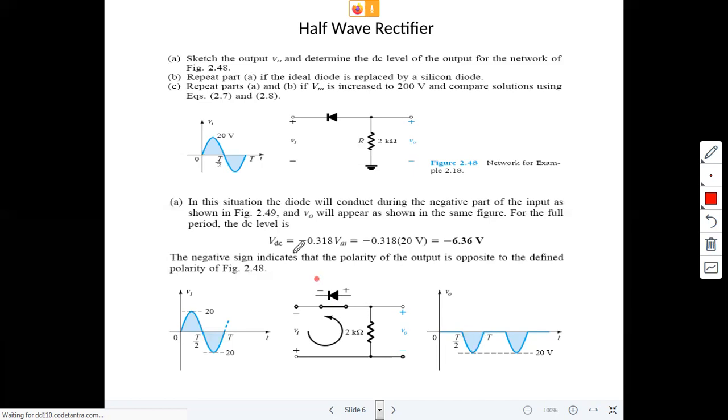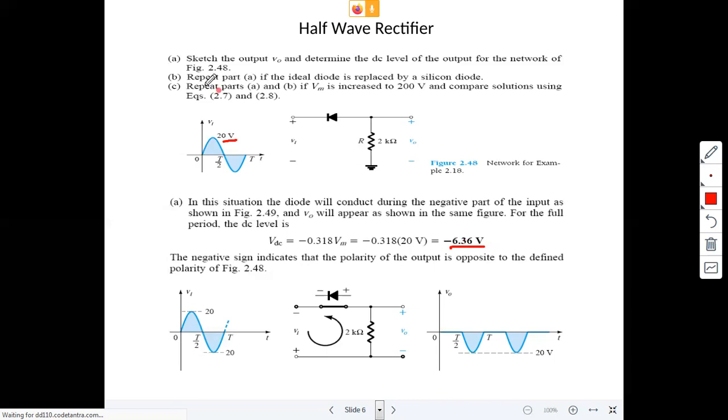Then coming to how much DC content is here, what is the formula here? Minus 0.318 Vm. Here, given in the problem, the Vm value is 20 volts. 20 into 0.318 is equal to minus 6.36 volts, right? Your AC input amplitude is 20 volts. In 20 volts, the DC content is minus 6.36 volts.